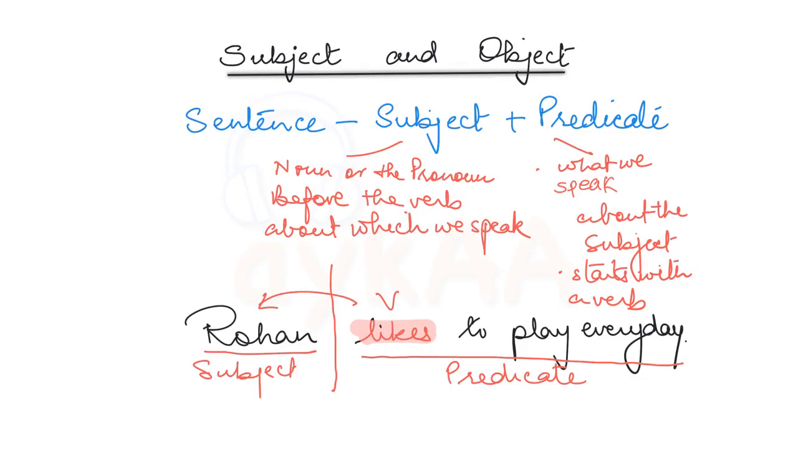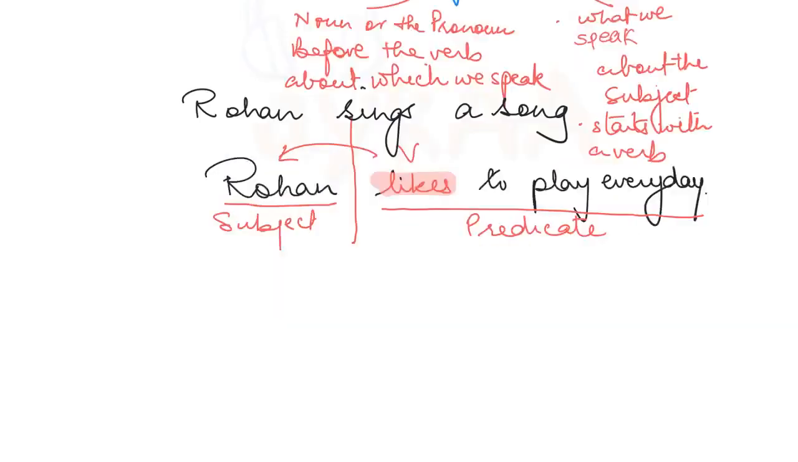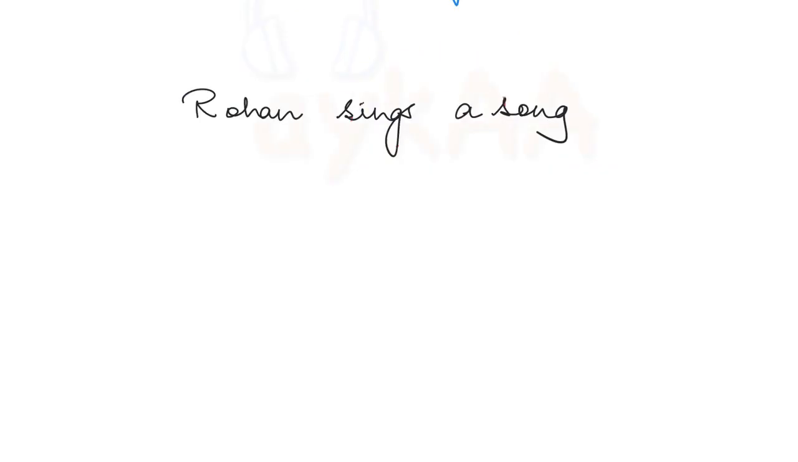Now, let's take it further because we are going to actually learn about the object now. Let's take another sentence. Rohan sings a song. So we've already learned that the person or the thing that we are speaking about is the subject, and this entire part, that is sings a song, is the predicate. Now, in the predicate, that is starting with the verb sings, we have another noun here, a song.